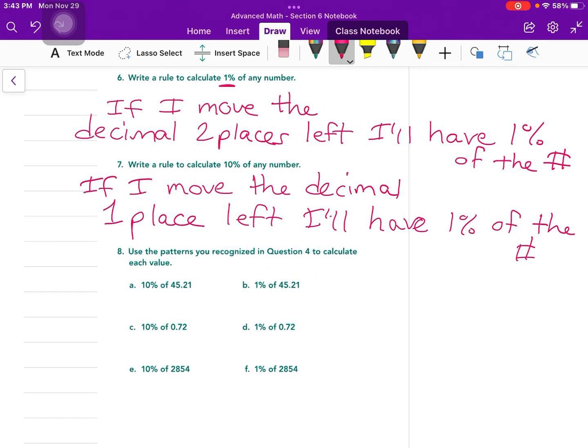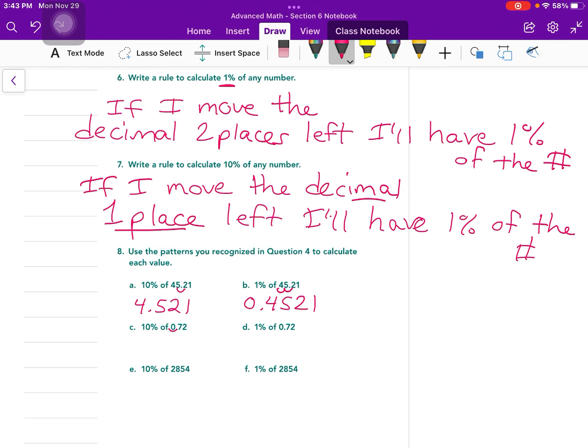So let's see. It's 10%, and it says I have to move the decimal 1 place. So if I go 1 place, 4.521. Could check it on my calculator, and yes, that is in fact what you get. For 1%, I'd move it 2 places, so I'd end up with this. Check it on my calculator, I bet I'm right.